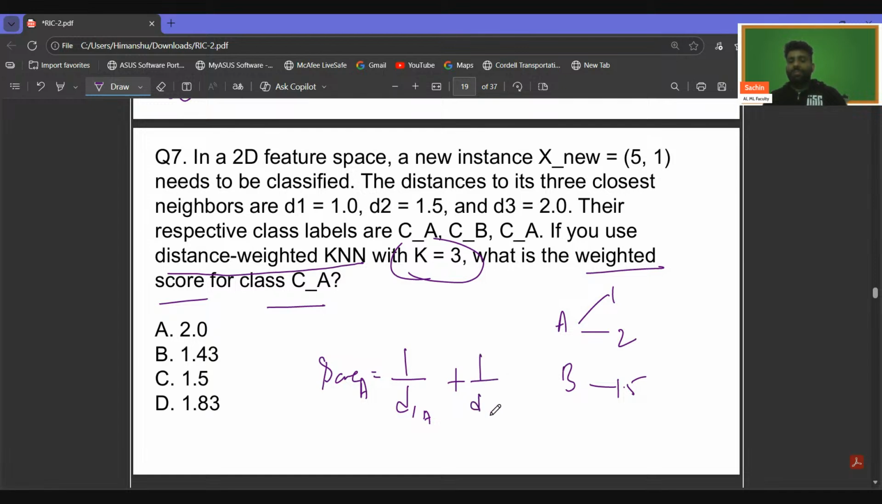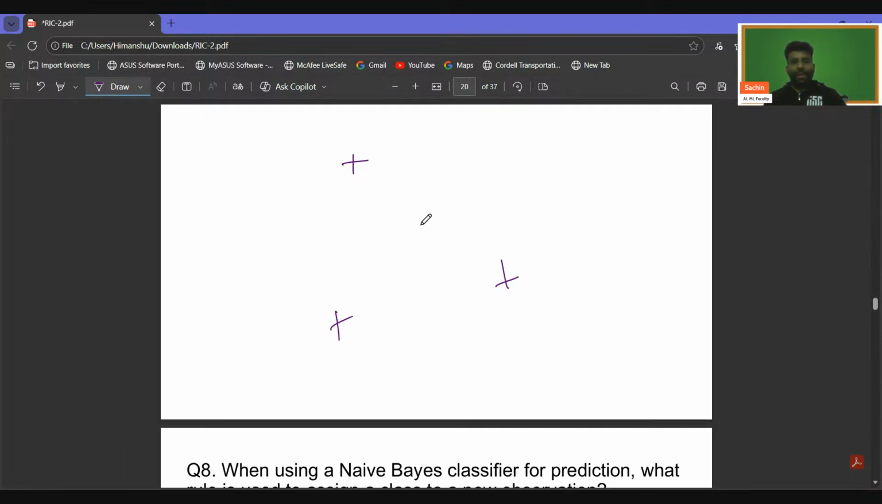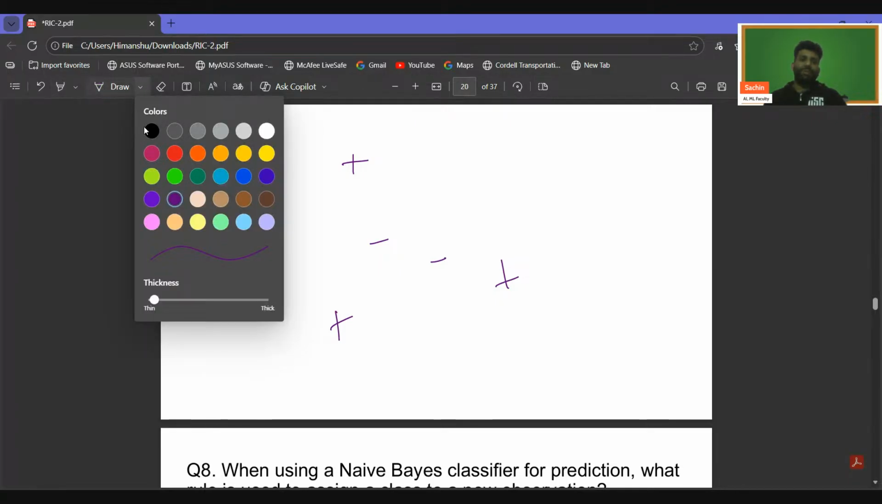Now, what does it do? How does it actually help? It's a simple idea that if I'm having data points which are farther, those should not really be considered as the deciding factor. It's something like this. Let me just mark it up, which will help you understand. Yeah, we do have a space. Let me just give you an example.